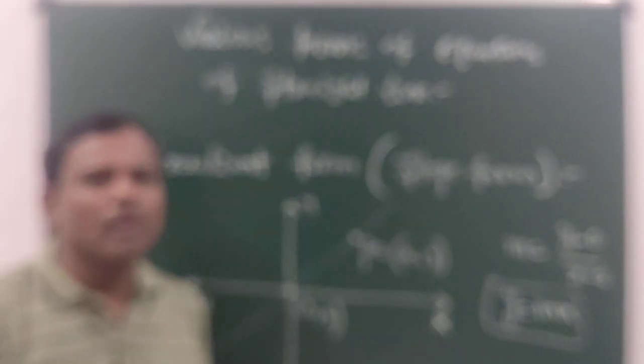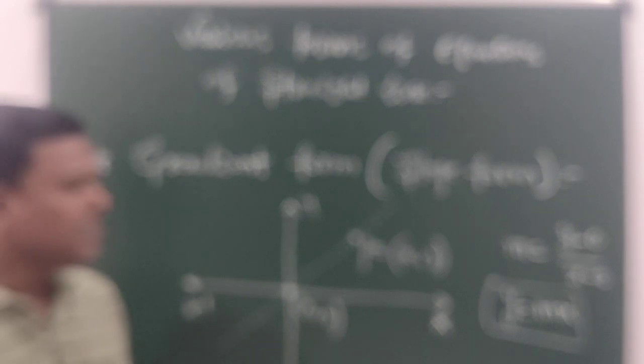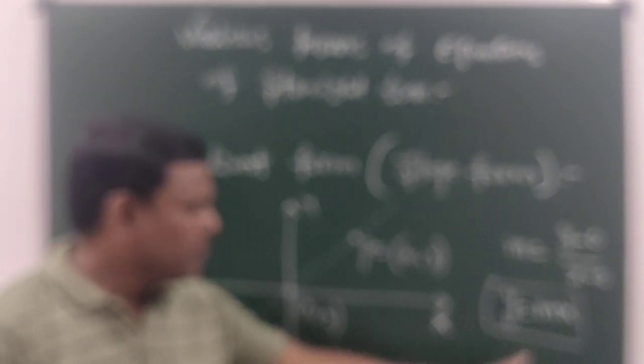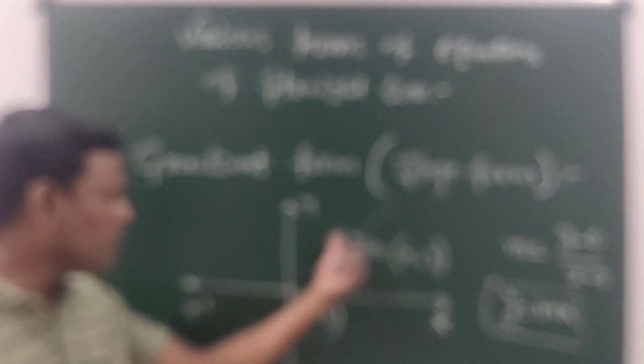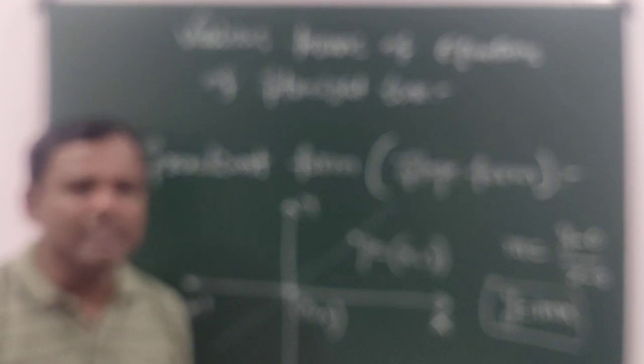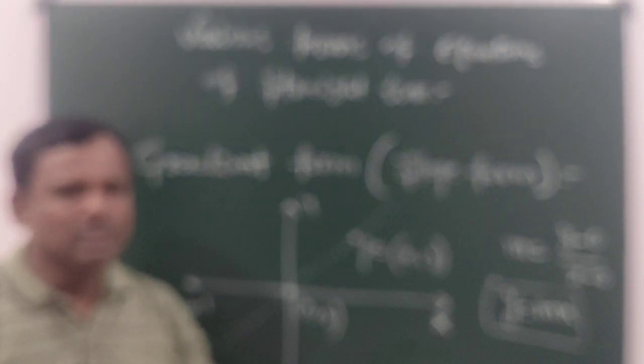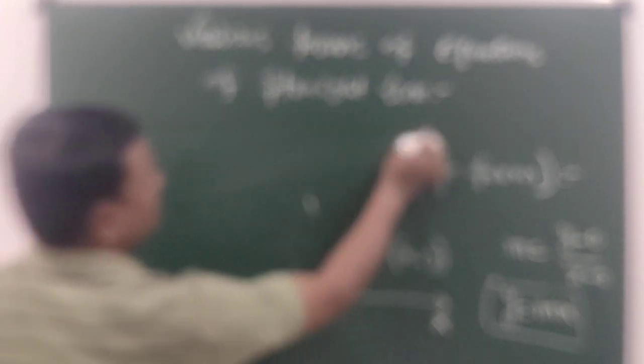So this is known as gradient form or slope form of equation of a straight line. Here m represents slope of this straight line. Here m belongs to any real number, either it may be positive or negative or 0. Right, now let us go to the next form of equation of straight line.